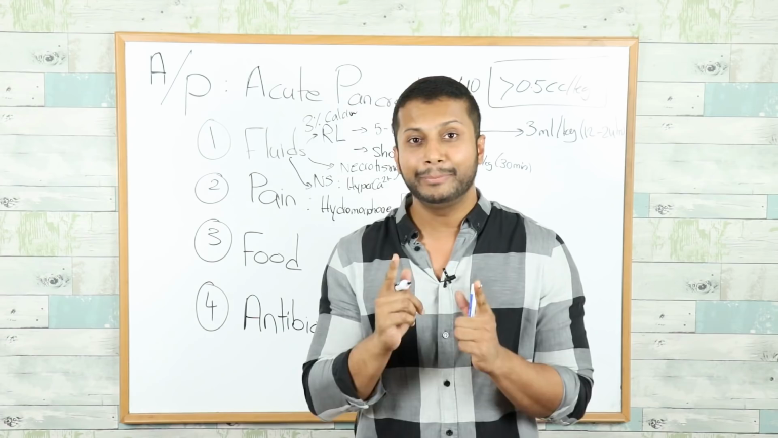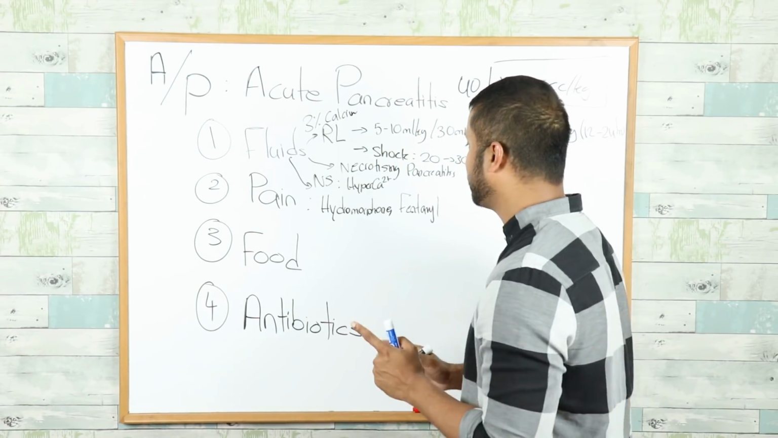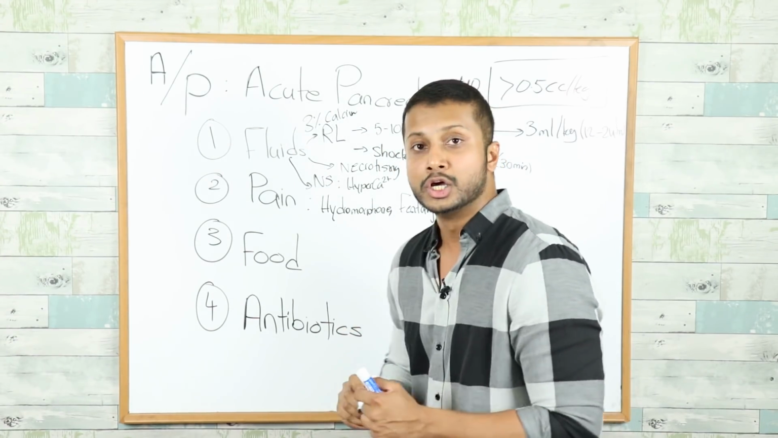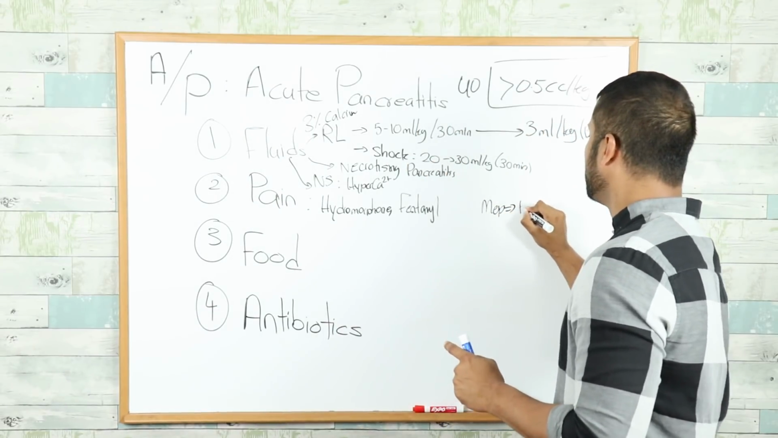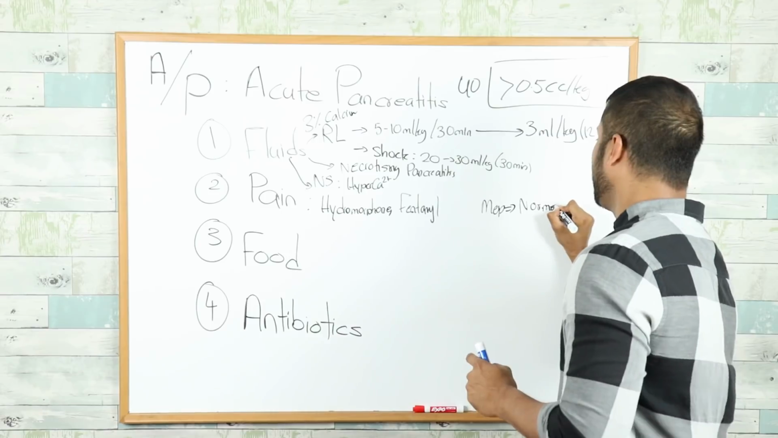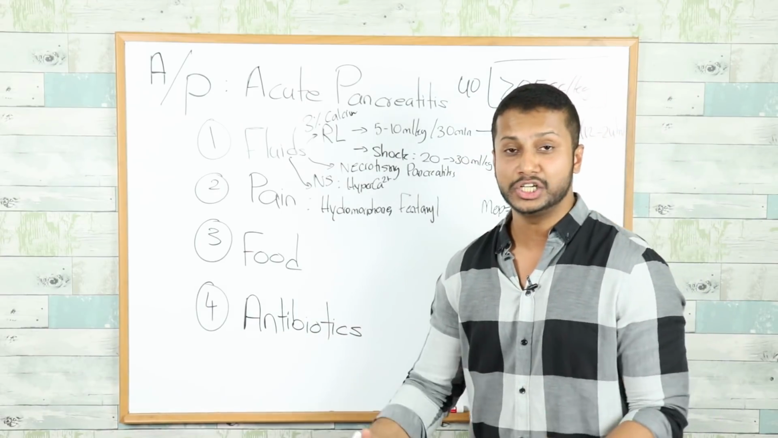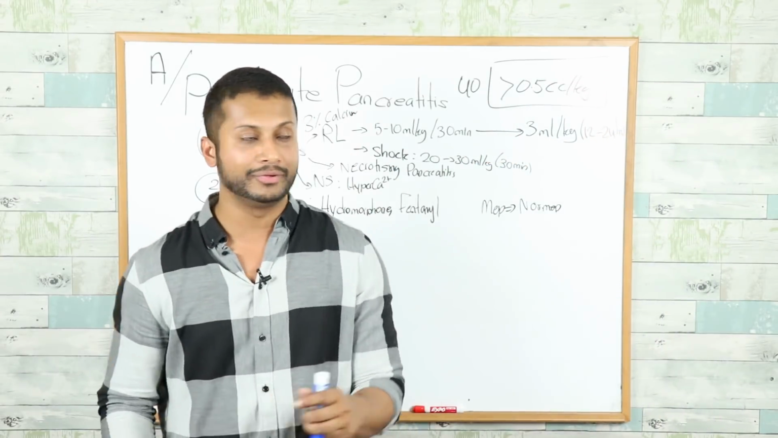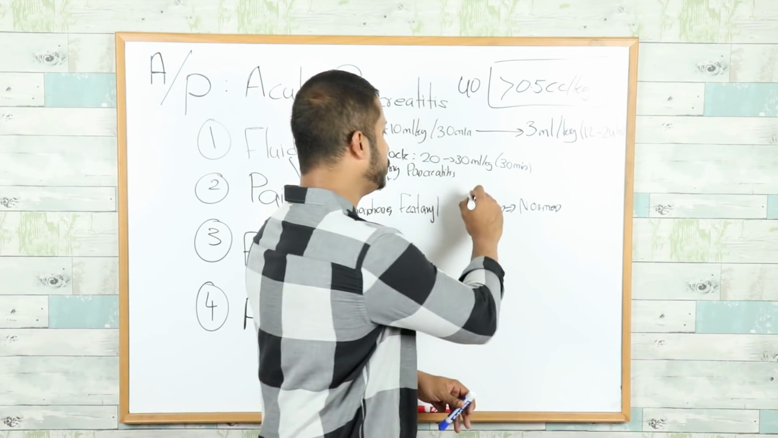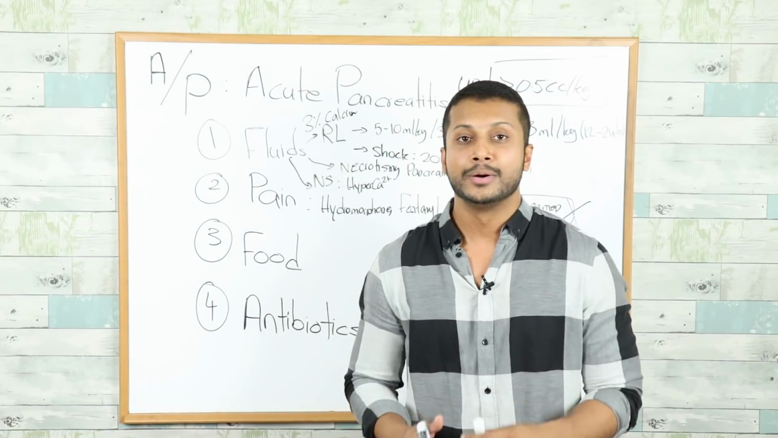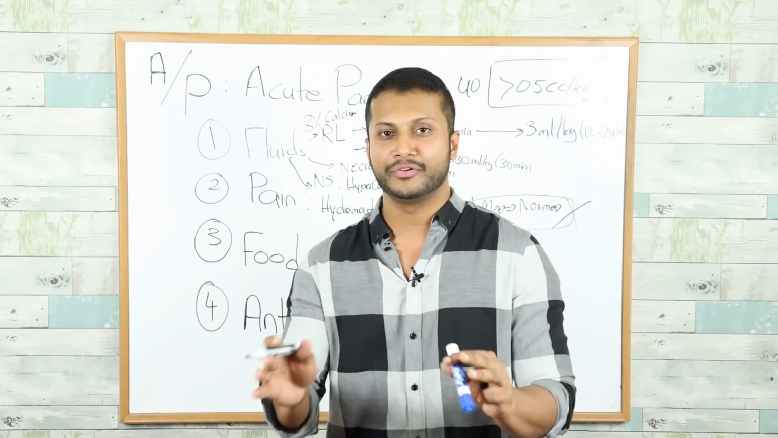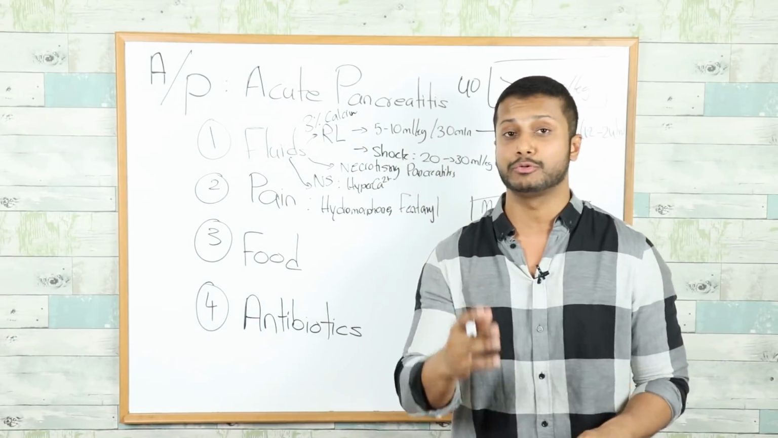Number two, meperidine gets metabolized to a substance called normeperidine. So meperidine becomes normeperidine, and guess what that causes? It causes seizures. So there are a lot of side effects involved with that medication, and therefore we don't use this one. Instead we go with our good old opioids. Opioids are perfectly fine for acute pancreatitis, and that's exactly what you're going to use.